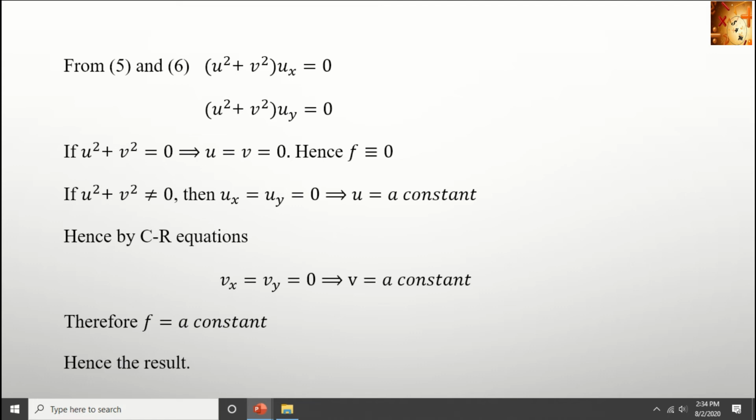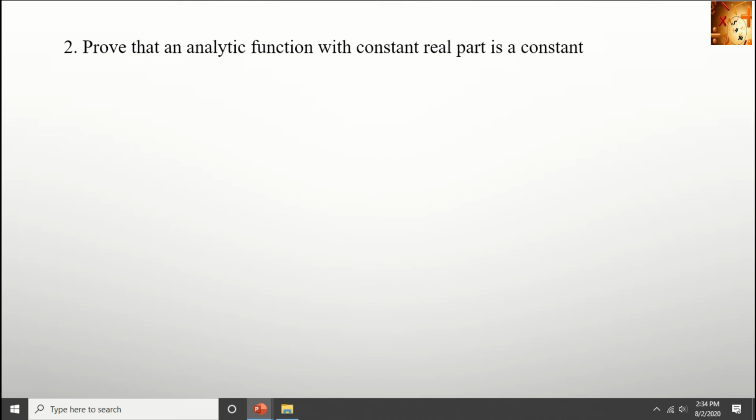This is the first result, that is if f is analytic and mod f of z equal to k, then f is a constant function. Moving to the second result, prove that an analytic function with constant real part is a constant. That is, if the real part is constant, then the analytic function is constant. The proof is very simple.